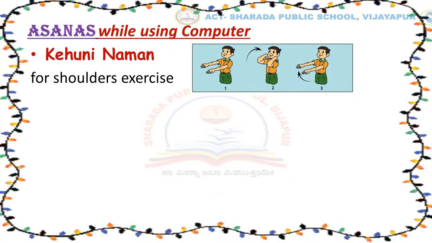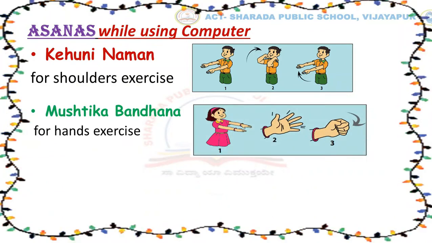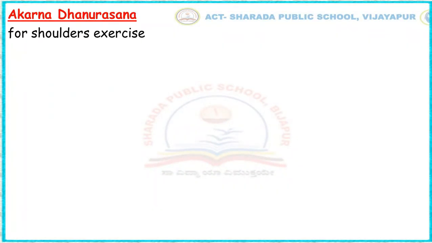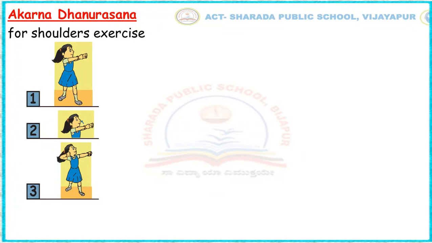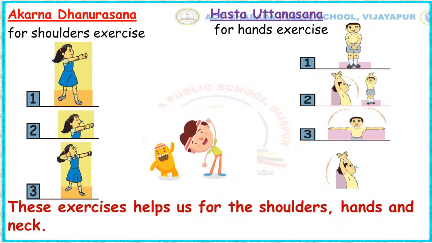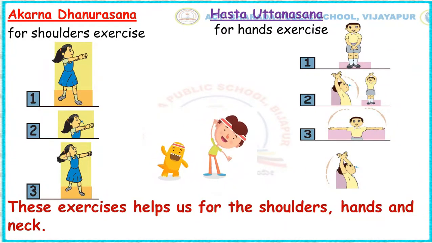Skandha Naman for shoulder exercise, Mushtika Bandhan for hands exercise, Griva Sanchalana for neck exercise, Akarna Dhanurasana for shoulders exercise, Hasta Uttanasana for hands exercise. These exercises help us for the shoulders, hands and neck.